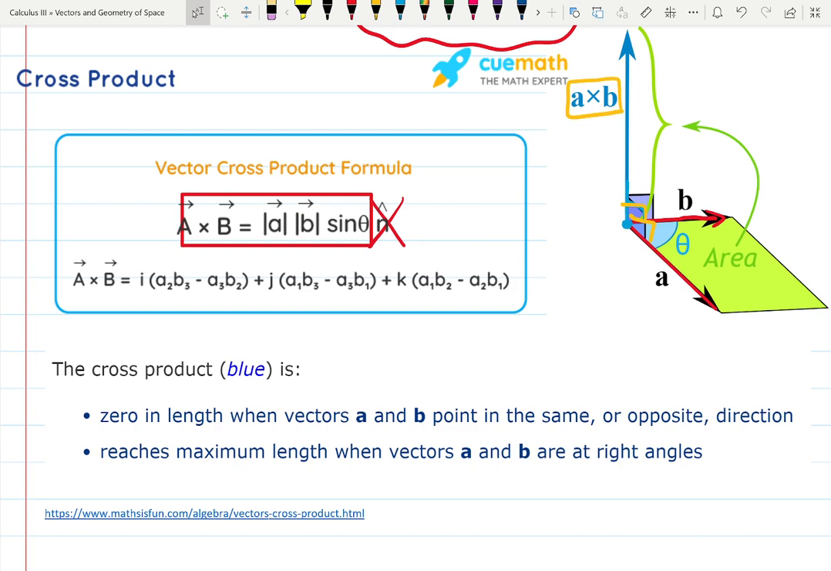So this vector will be 0 in length when vectors A and B point in the same or opposite direction. That means they're on top of each other or on the same line, because they are not perpendicular at all. When is it going to be the longest one? It's going to have a maximum length when vectors A and B are at the right angles. That's pretty cool. There's a third vector that gives you information about the other two vectors.